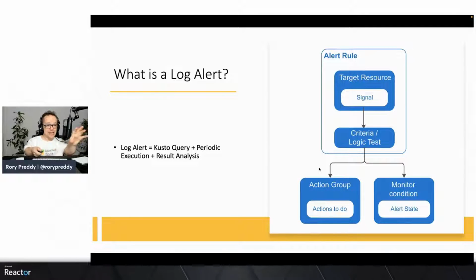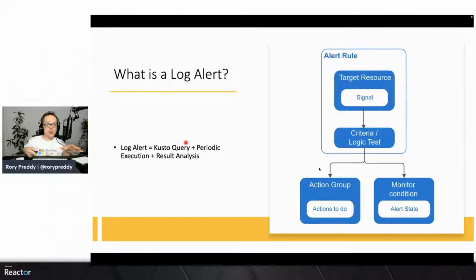Now that we know that we can take our metric, wake it up and set a threshold, we've got our target resource, and it's called a signal. So our metric now becomes a signal. The CPU or the concurrent session count becomes a signal, and that signal can be static or dynamic. And then you have a logic test to say, listen, if it is above 50% CPU, then do an action. So send it to an action group, and then monitor the condition and set the alert state.